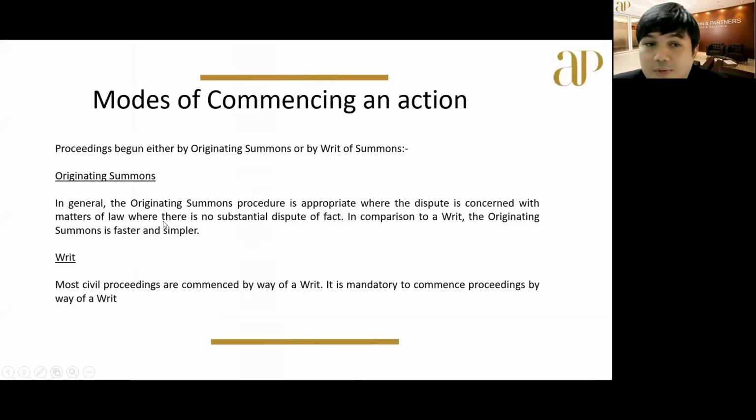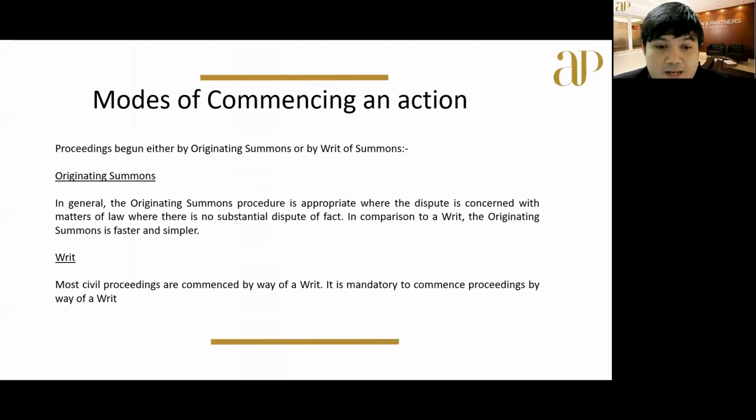Okay, so there's two ways of commencing legal action. Number one is by way of originating summons, and secondly is by way of writ. If you start by way of originating summons, in general, the originating summons procedure is appropriate where the dispute concerns matters of law where there's no substantial dispute of fact. In comparison to a writ, the originating summons is faster and simpler.